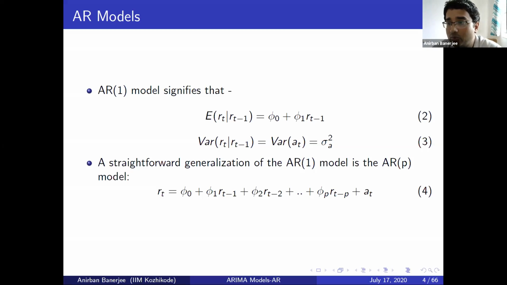Okay. But then what is the order of the ARP model? It is the highest order of lag you have. Here it is still order P. So this is an ARP model.